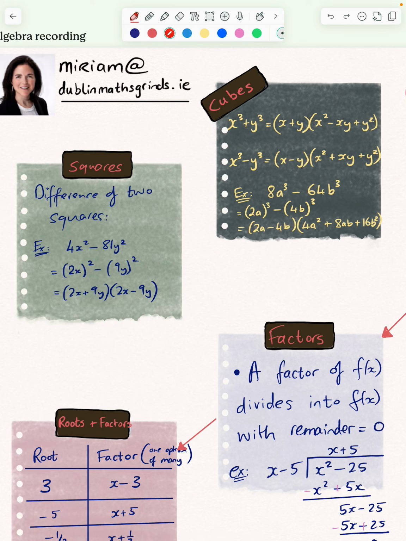Hello everyone, this is our summary of algebra. There are two algebra summaries, algebra 1 and algebra 2, so try and get through them quickly, but there is a lot in algebra. First of all, the difference of two squares.